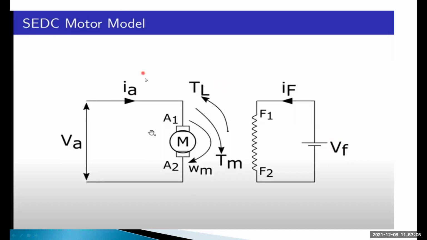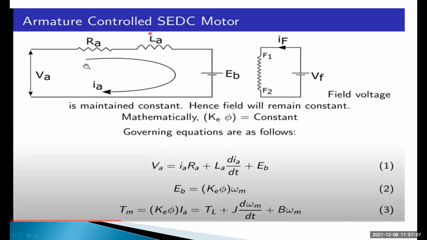And then coming to this armature controlled separately excited DC motor. This is called supply voltage, VA, and this is called armature winding resistance RA, and LA is called armature winding inductance. EB is called back EMF, and this current is called armature current. So this is called the field winding.